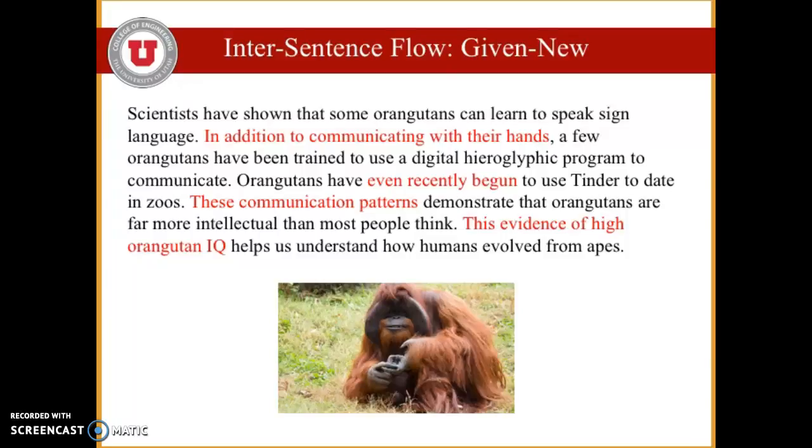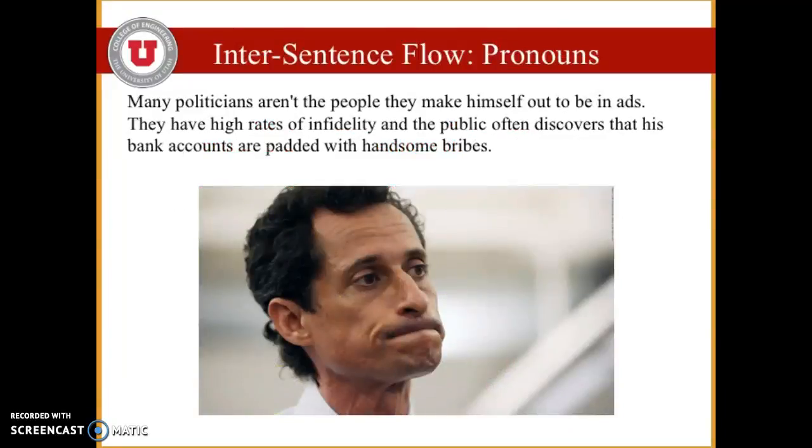The next sentence, we add "these communication patterns." So "these" is a word sort of like "this" or "it." It's referring to something specific that we already went over. And then finally, the last sentence, we add "this evidence of high orangutan IQ." This evidence of high orangutan IQ sort of recasts all of the sentences that precede it to make the larger point. So here we're really ushering the reader through the passage rather than abruptly moving from sentence to sentence on a topic.